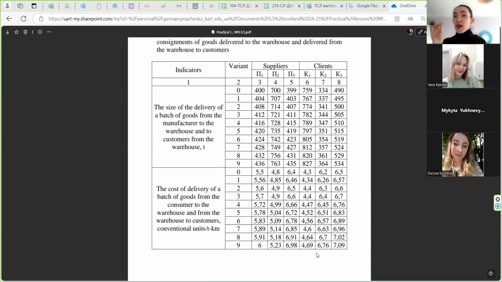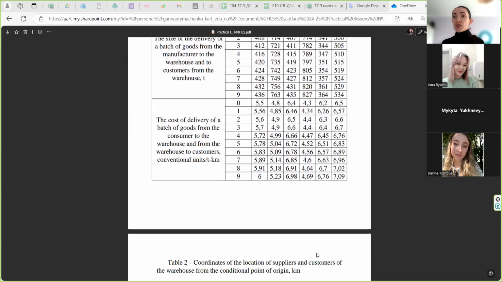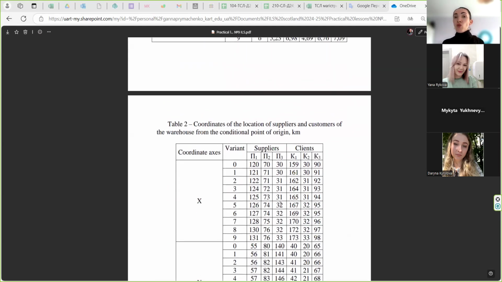And multiplied by our second parameter, it is our distance for delivery. Okay, I show our table number 2. Only axis x now we use, and find our distance for client K1. For zero variance, it is 159. For first variance, 161. For second, 162. And other. Find for your variance only client 1 and only axis x.